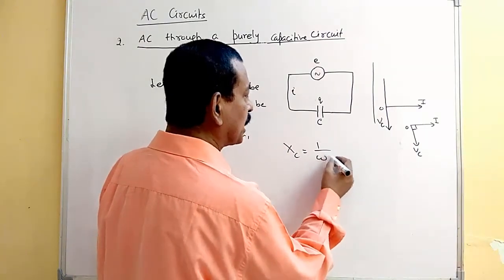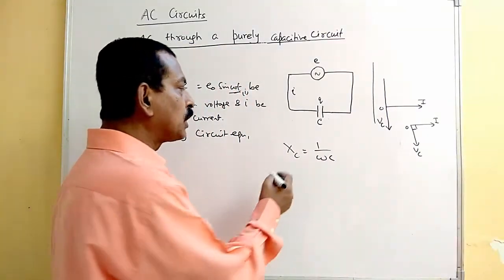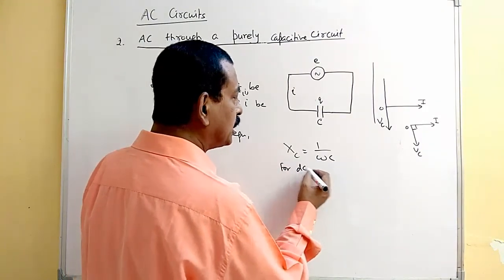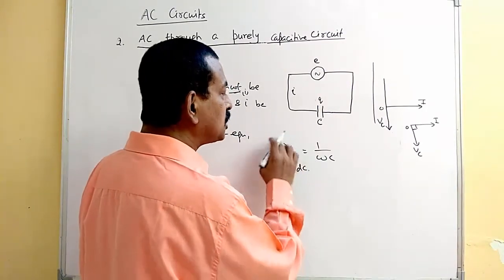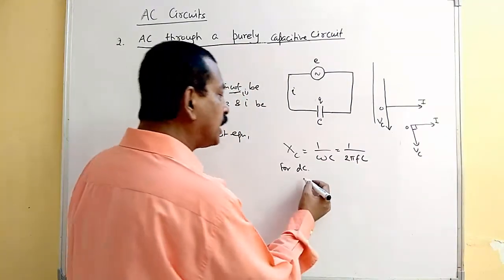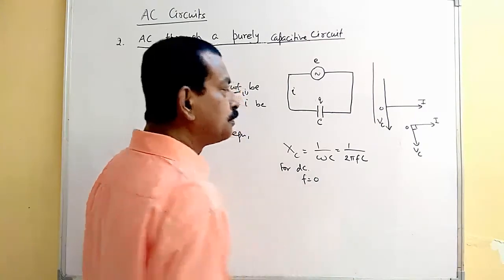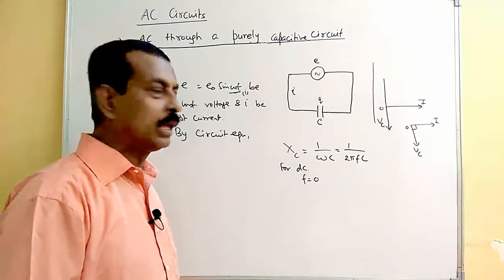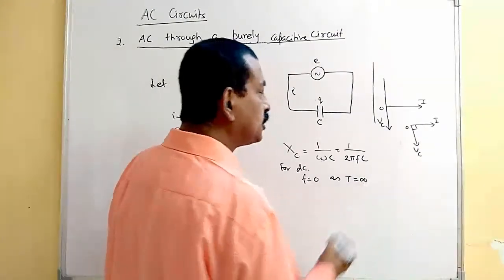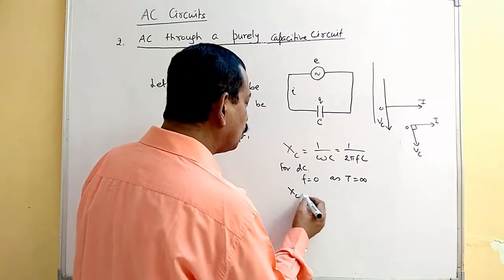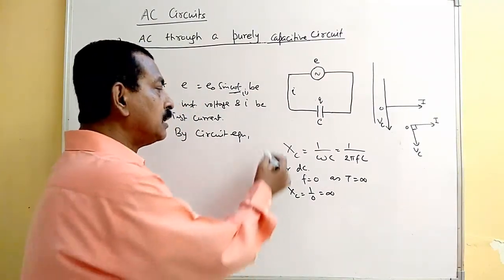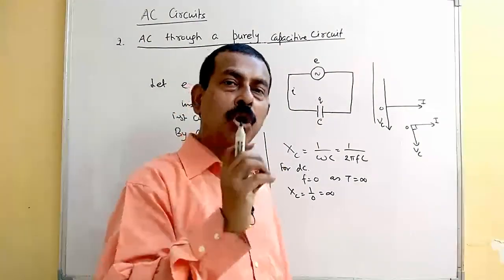Xc is 1 by omega C. If you consider DC, what will be the value of this Xc? We can also write it as 1 by 2 pi F C. For DC, the frequency F is 0, because the time period is infinite. So the Xc value will be 1 by 0, which is infinite. That means a capacitor will block DC.